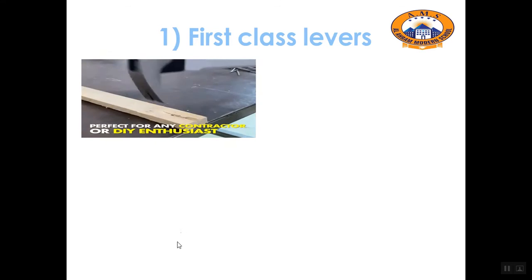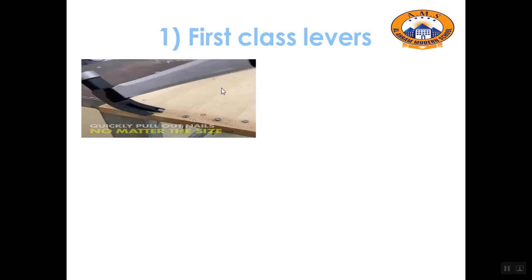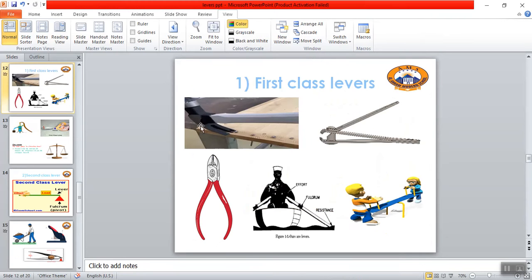Here is the hammer. Here is the hand. See? Here is your hand, which is the effort, and then here is the resistance, which is the needle or the pin, and here is the fulcrum. So the hammer is a first class. Also the nail clipper. Here is the effort, the fulcrum, and the nail that you need to cut is the resistance. So the fulcrum is in between.